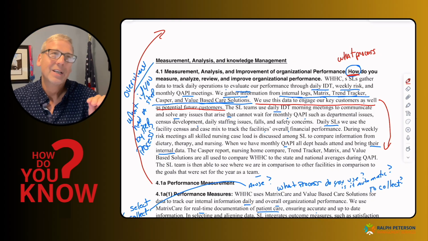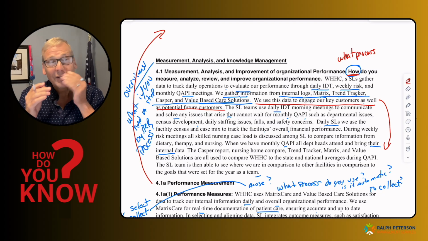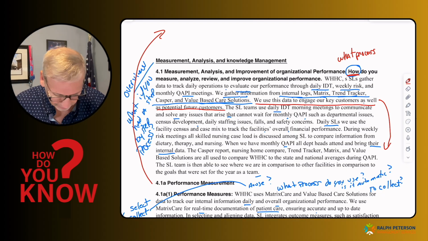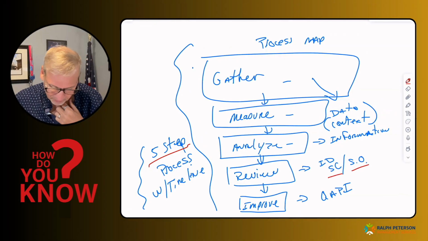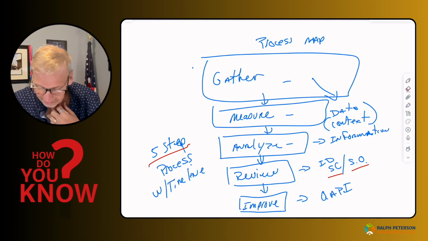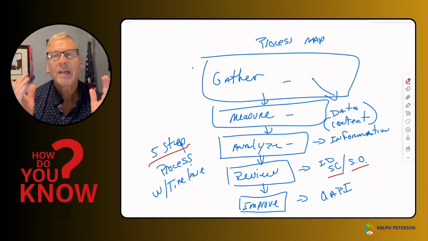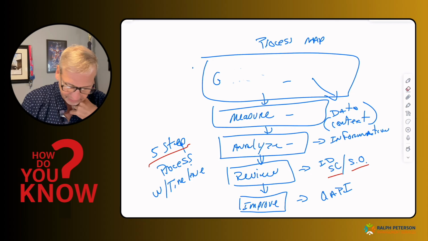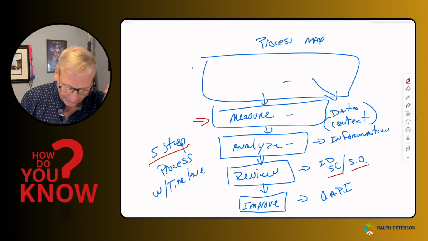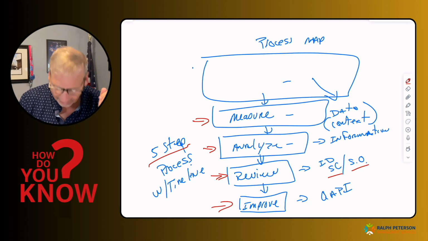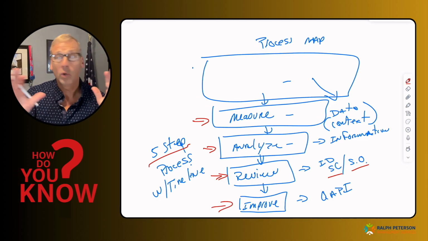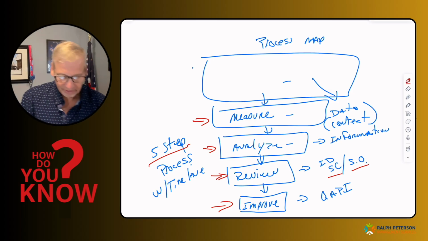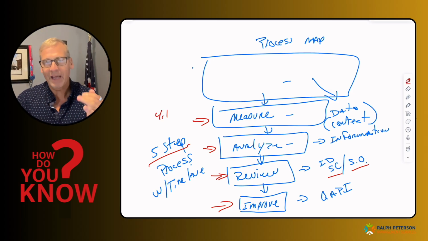I'll try to explain what I mean, but let's do it like this. Let me show you this. So I was kind of drawing out, I'm making a lot of notes here. Okay, so if we're thinking in terms of a process map, and the question is, how do you measure? Let me erase this too. How do you measure? How do you analyze? How do you review? And how do you improve your organizational performance, right? This is 4.1. The question is, how do you measure, analyze, review, and improve your organizational performance?